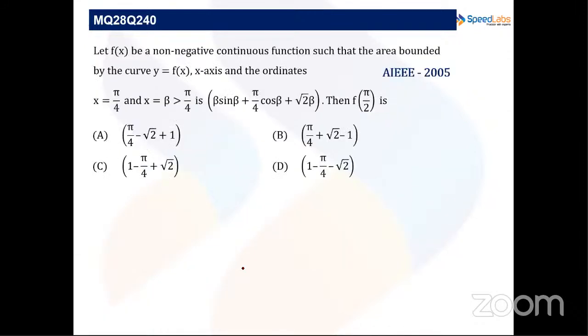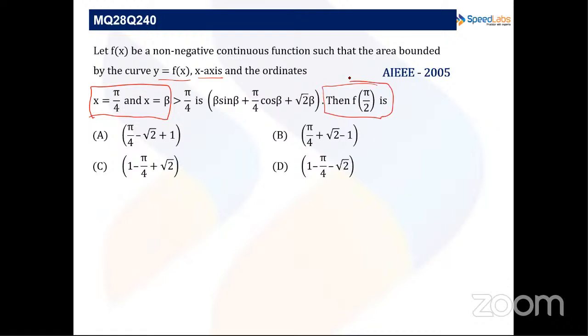Now moving to the next question. We are given, let f(x) be a non-negative continuous function such that the area bounded by the curve y equals to f(x), x-axis, and the ordinates x equals to pi by 4 and x equals to beta is this. Then we have to find the value of f of pi by 2.